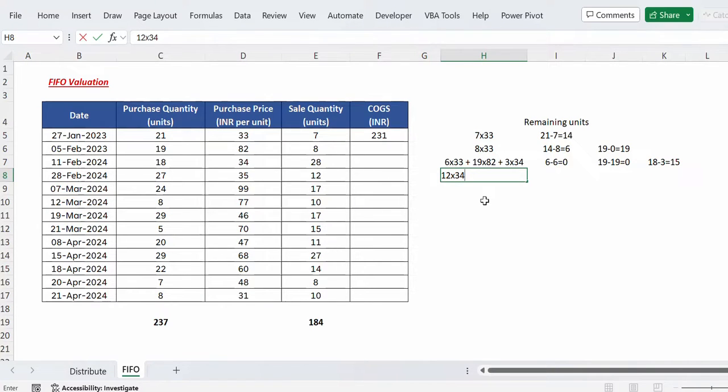12 because we sold 12 units this day. So 12 into 34. And again, here the remaining units will be 0 for 27th of January. For 5th of February, it will be 0 again. And remaining units from the inventory on 11th February will become 15 minus 12, which is equal to 3. Right? So we have 3 units still remaining from the inventory that we had on 11th of February. So this is the calculation that we are trying to do. And we have to see a way such that we could automate this calculation.